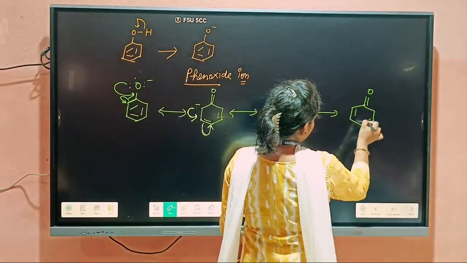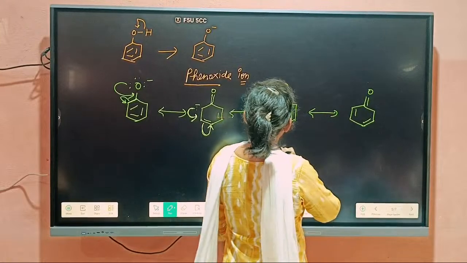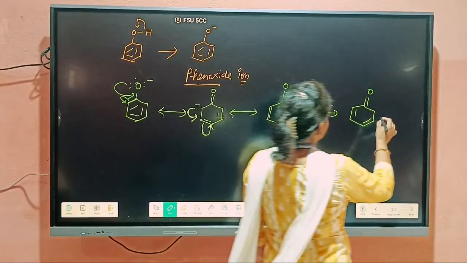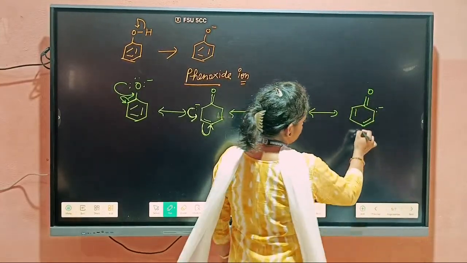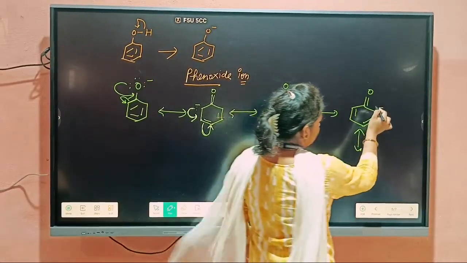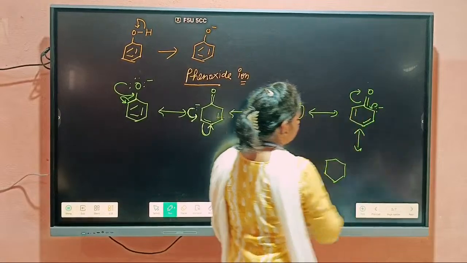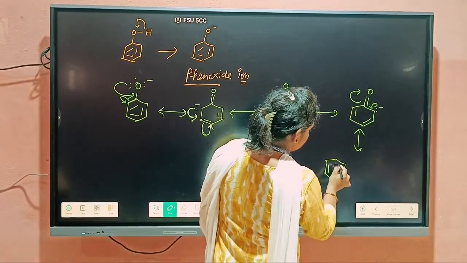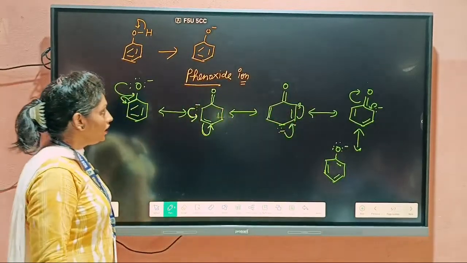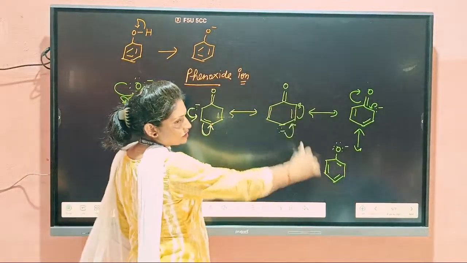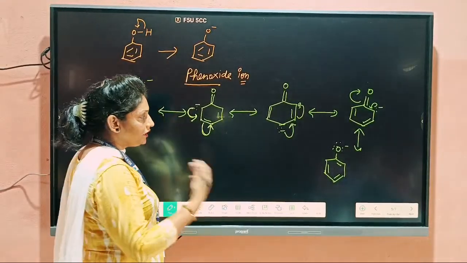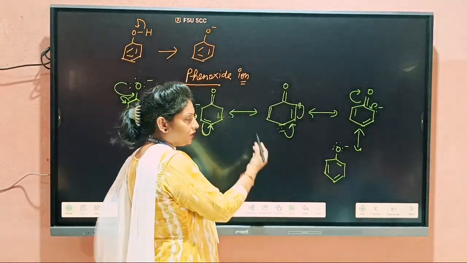Again this electron pair is shifting here, and this will move to this position. Finally this will shift here and this will shift here. So student, you can see phenoxide ion is more stable. Why is it more stable? Due to the resonance stabilization, because it shows the resonance. Okay, so it is more stable.